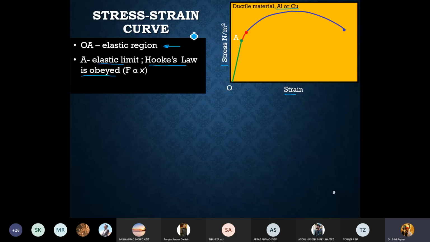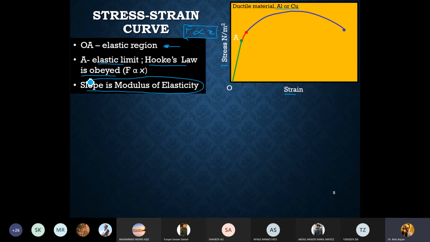That means in this region, force is directly proportional to the displacement, and K is the constant. So in this region, Hooke's law is essentially obeyed. And the slope of this linear region is known as the modulus of elasticity, or Young's modulus of the material. It basically defines the stiffness of the material for you.